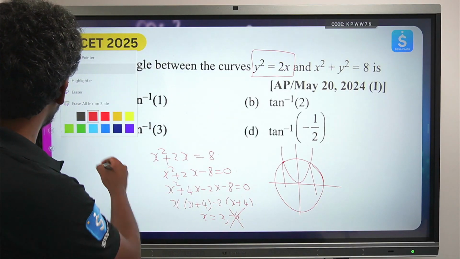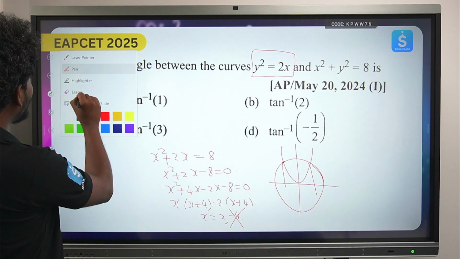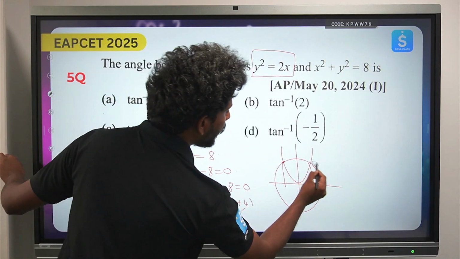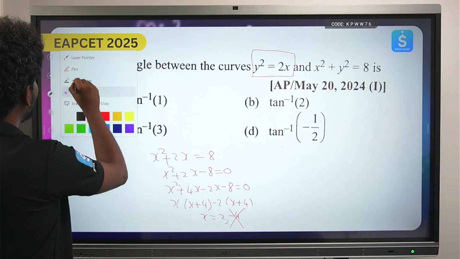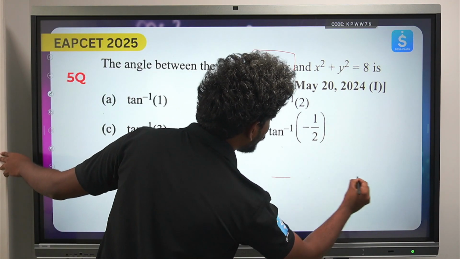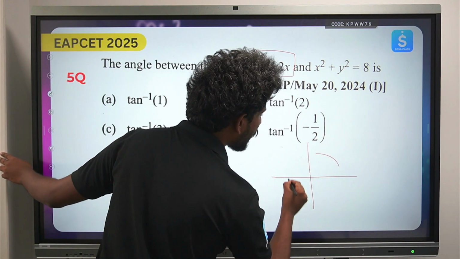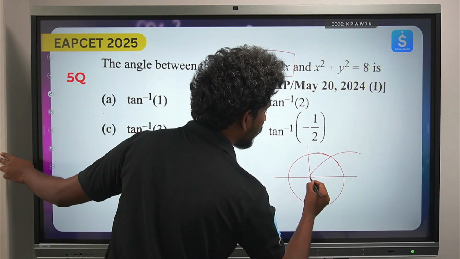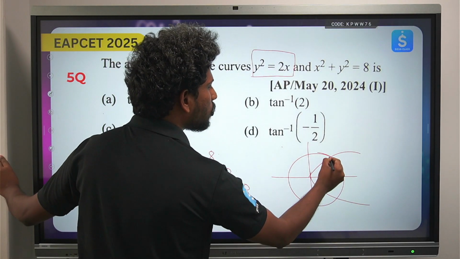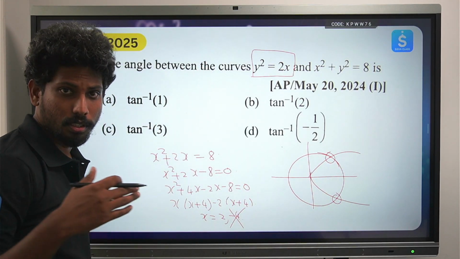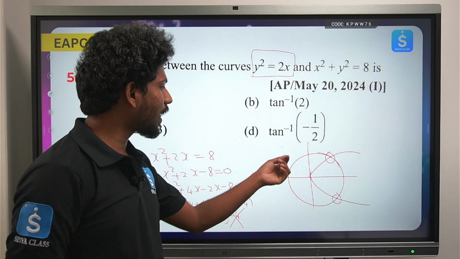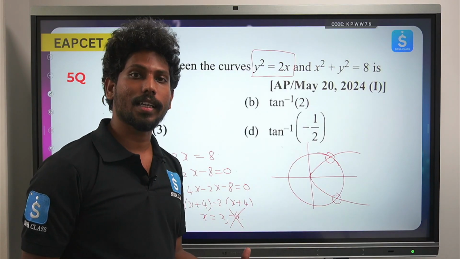Actually the figure is not precisely correct. If I completely try to see this, the graph of y square equals 2x will be symmetric about the x axis. So there are 2 points at which it is intersecting. At these 2 points, if you draw tangents, these 2 tangents will sustain the same angle.